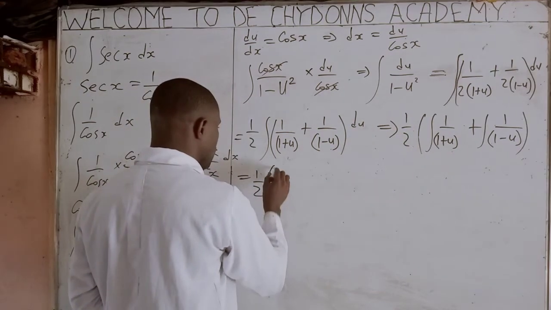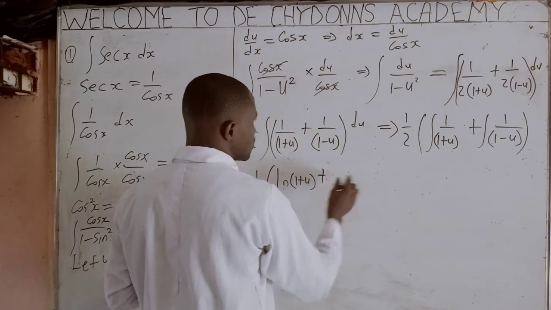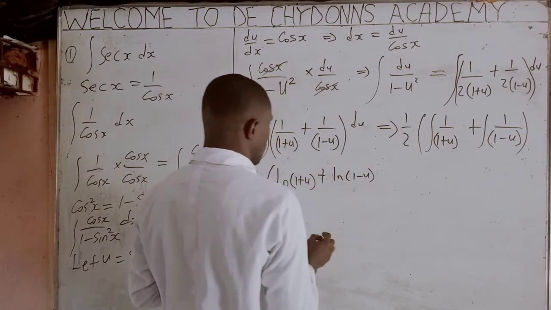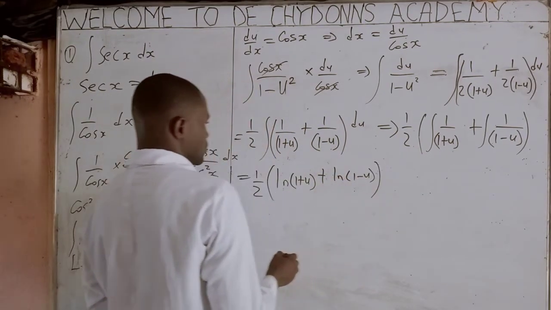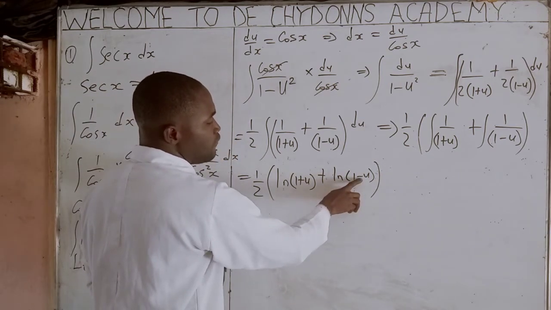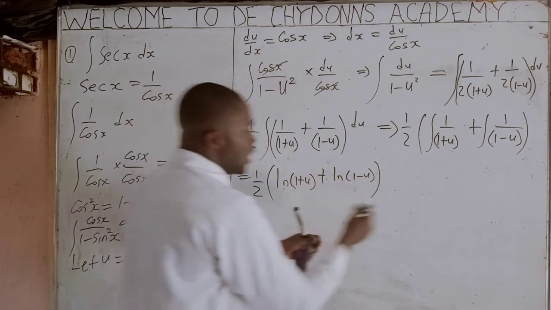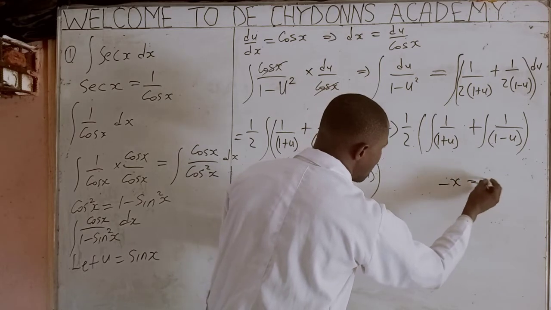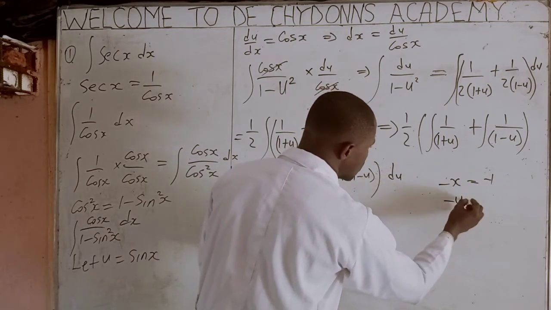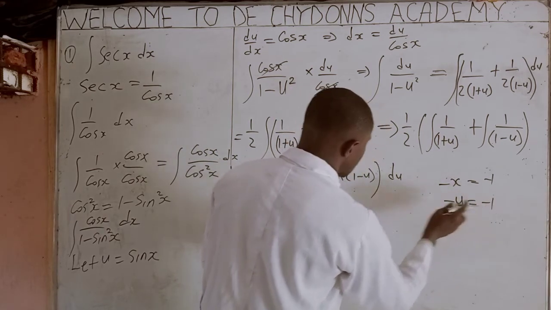Integrate this, it will give you 1 plus u, then plus integrate it to give you 1 minus u. Okay? Now you ask yourself, if you differentiate, you can see that in this second bracket it has 1 minus u. If you differentiate minus u, it will give you minus 1.